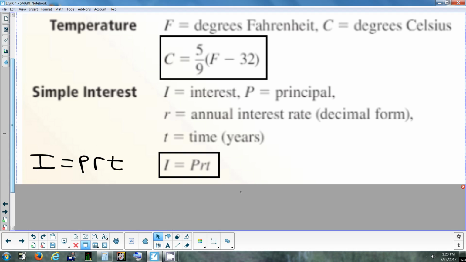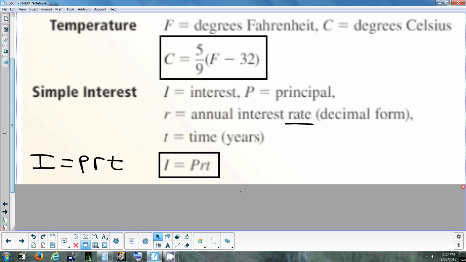There are a couple of things that interest depends on. One, it depends on how much money you have in the bank. If you have $100 versus $500, you're going to make less or more interest. It also depends on what the bank is paying for an interest rate. Are they paying 0.5%? 1%? 5%?